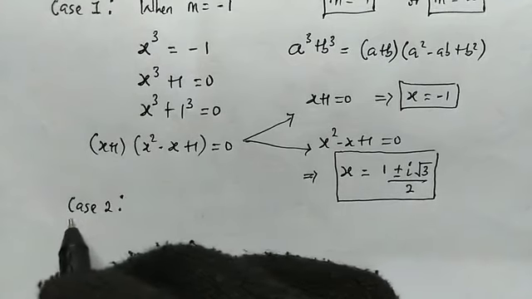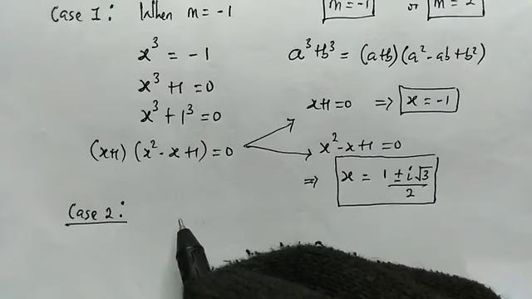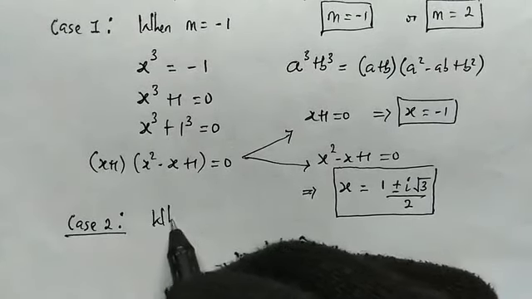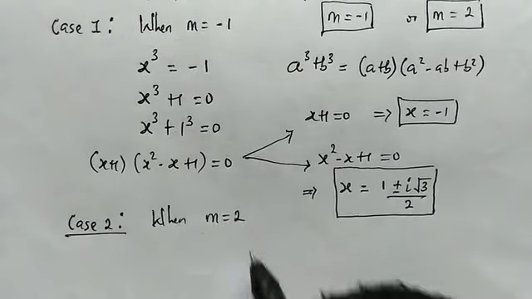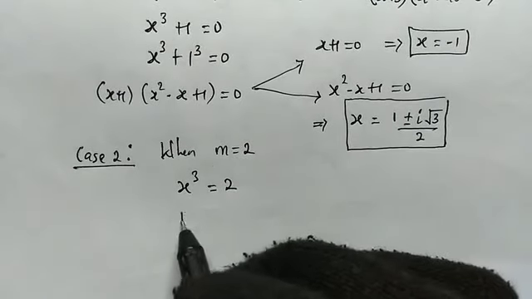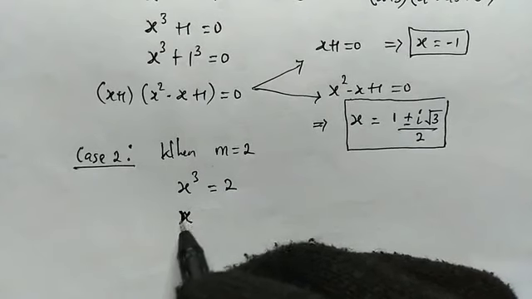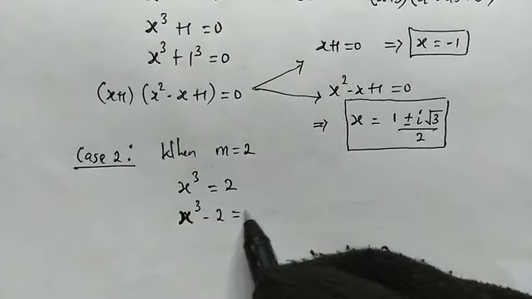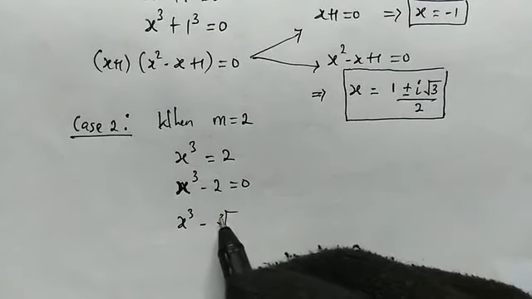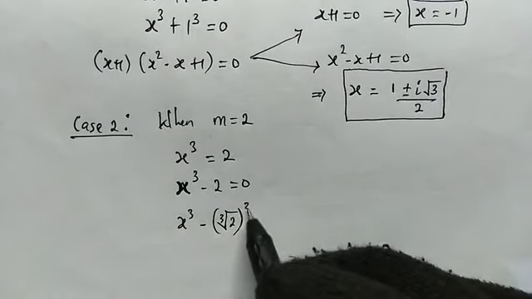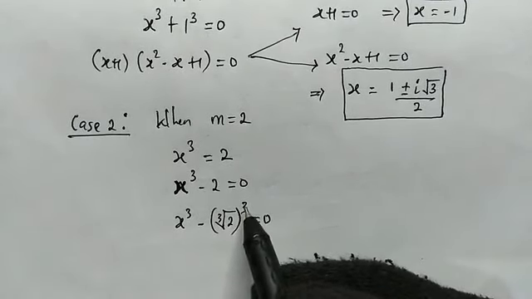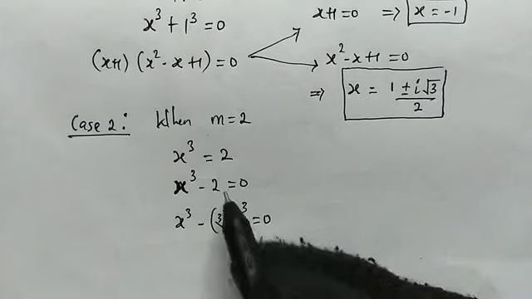Our case 2 is awesome because it will involve a lot of manipulations. So we have this case when m is equal to 2, right? So this will imply that x cubed is equal to 2. Now we have x cubed minus 2 is equal to 0. Now this 2 here, we can write it as the cube root of 2, then cubed, which is equal to 0. Okay, we all know that the cube and the cube root can cancel. So we have just 2.